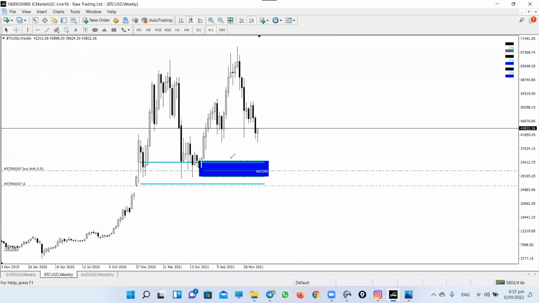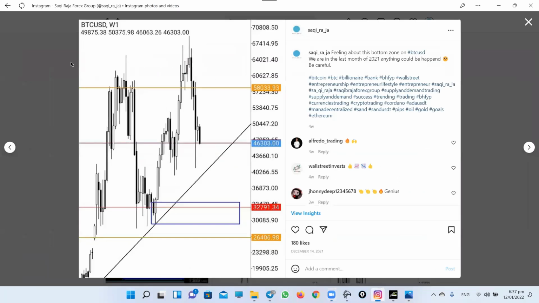So right now we have this area for the future entries, but it is better to use confirmations. As I mentioned on Instagram, if you check my Instagram 3 or 4 weeks ago, reading about this bottom zone on BTC, we are in the last month of 2021, anything could be happening. So you see that, and that was actually our level, but it just broke that area. Let's see if this area gets eliminated by the market. So we take some future entries there.